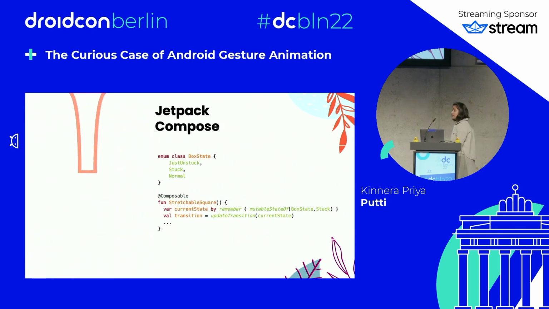All right, so in animation for Jetpack Compose, there's something really interesting. We can define an enum class, in this case BoxState, but I'm using the same things that I did in the view state and going ahead with normal, stuck, and just unstuck. So here, updateTransition that we use in the composable sets up a transition and then updates the target with the target state, right?